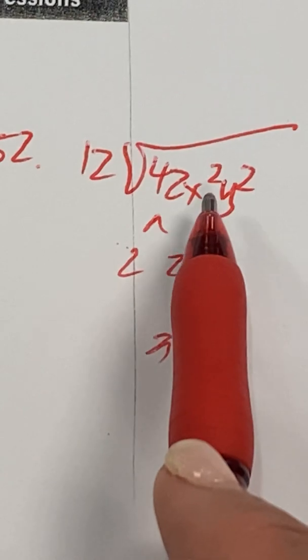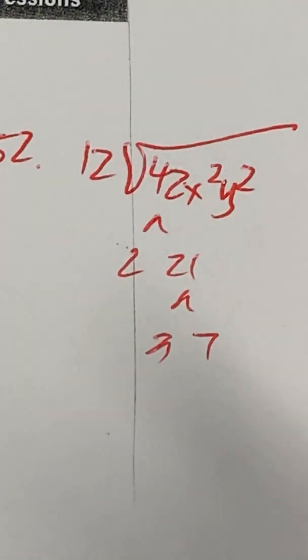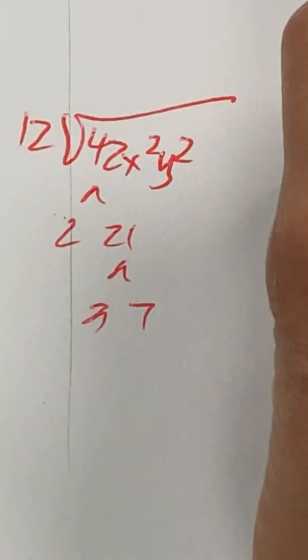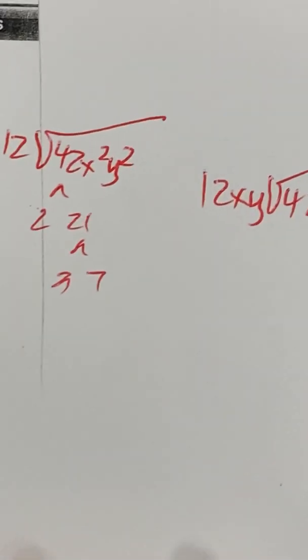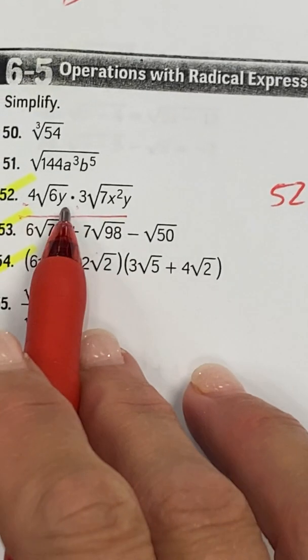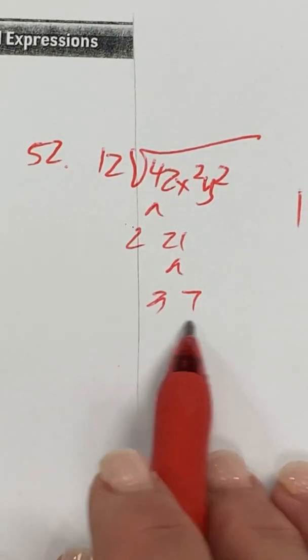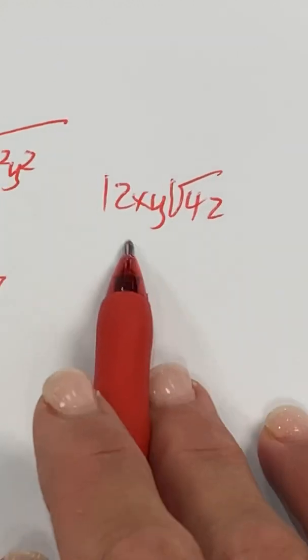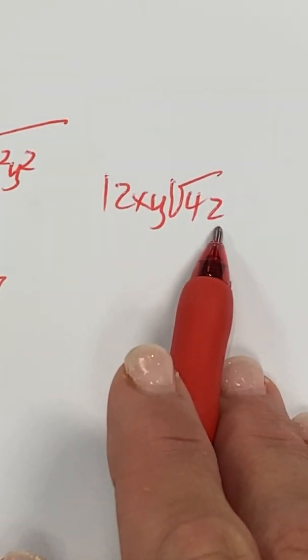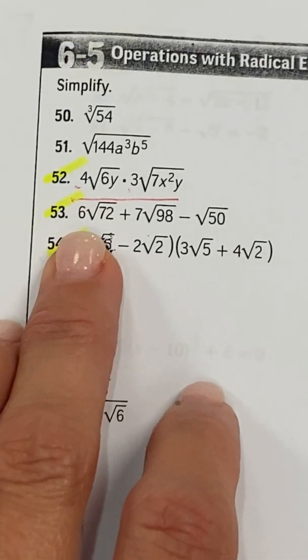Okay, but x squared, y squared can. Square root of x squared is x. Square root of y squared is y. So my answer would be 12xy square root of 42. Okay, I multiplied everything together. I tried to do the factor tree of 42, but there are no pairs of like factors. Take the square roots of those. 12xy, square root of 42. Good? Okay, the next one is, oh, this is a great question.